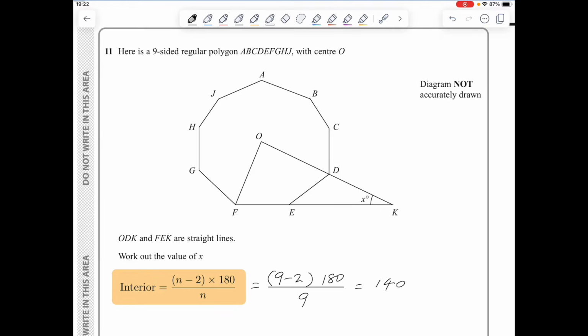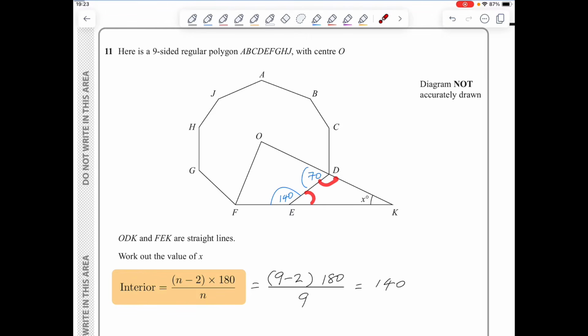One interior angle that is of interest is the angle FED, which is this angle here. So let's mark it on the shape. Also note that the line joining this vertex and the center of the polygon divides this interior angle into 2. So this angle here is 70 degrees. And also I will need these 2 angles here.